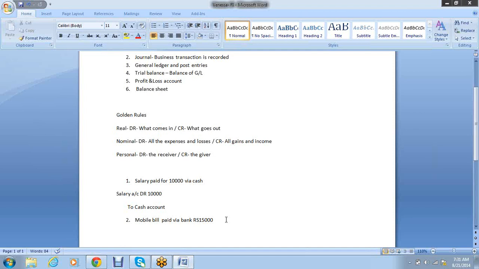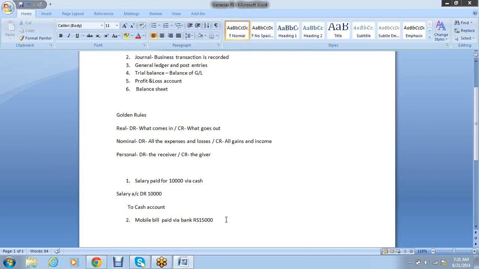Why is it a gain? Oh, it's for the service. They have provided a service and they are getting paid for the service. No, I did not say that we have received it. We are paying it. Correct? I'm receiving for the service paid. The company is receiving this amount of 15,000. No. If I'm receiving, I will say mobile bill received. But here it is mobile bill paid.